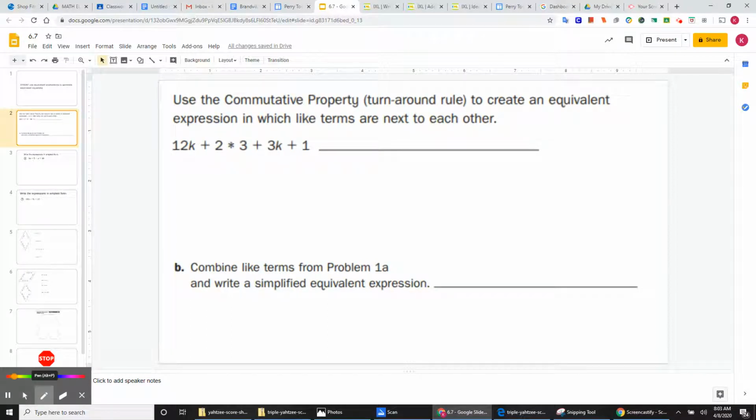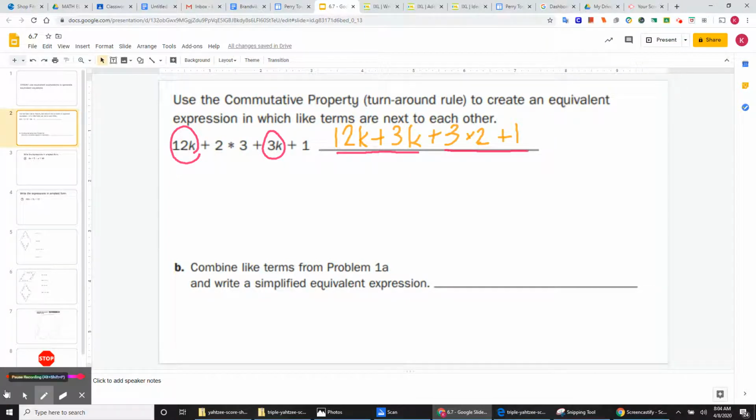This says use the commutative property, the turnaround rule, to create an equivalent expression in which like terms are next to each other. So here what I've done is I've taken my like terms, so the terms that are being multiplied by k, and put them next to each other, and then my terms without the variable next to each other.